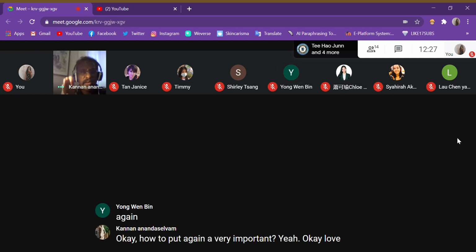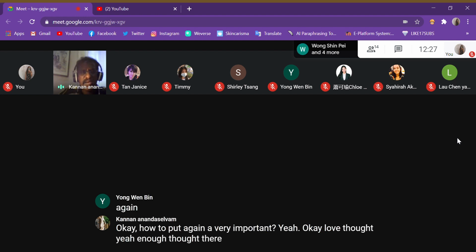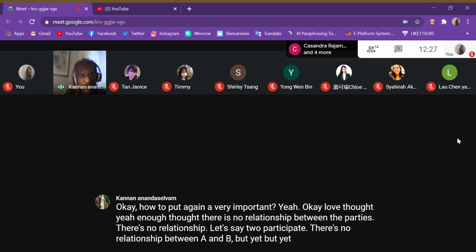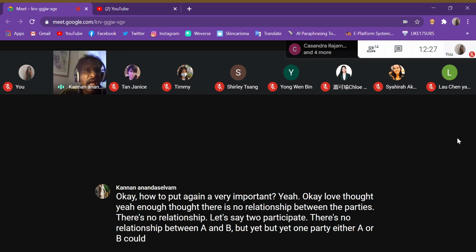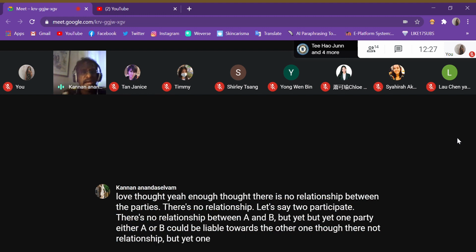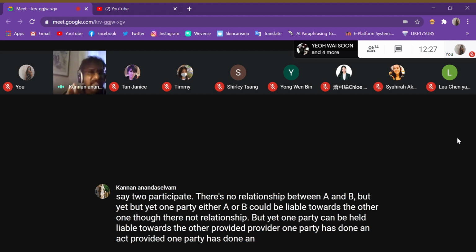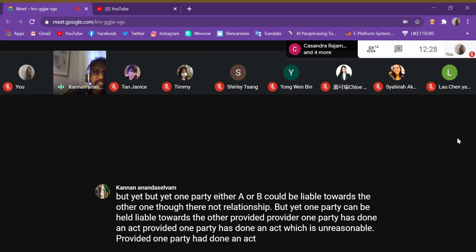Okay, law of tort. In law of tort, there is no relationship between the parties. Let's say two parties, A and B. There's no relationship between A and B. But yet, one party, either A or B, could be liable towards the other, provided one party has done an act, or perbuatan, which is unreasonable.